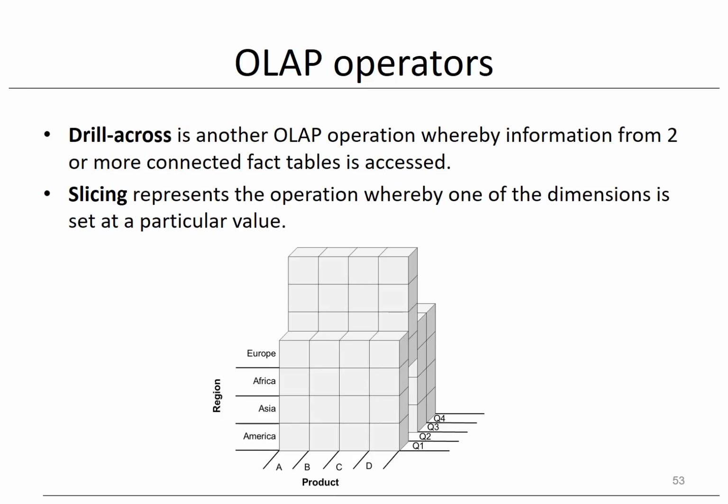Drill across is another OLAP operation whereby information from 2 or more connected fact tables is accessed. Consider our earlier fact constellation scheme with 2 fact tables, sales and shipper. Adding shipper fact data to an analysis on sales fact data is an example of a drill across operation.